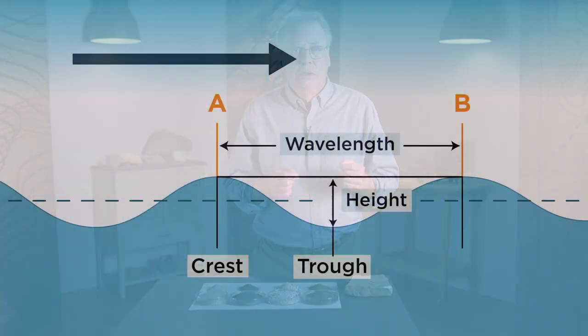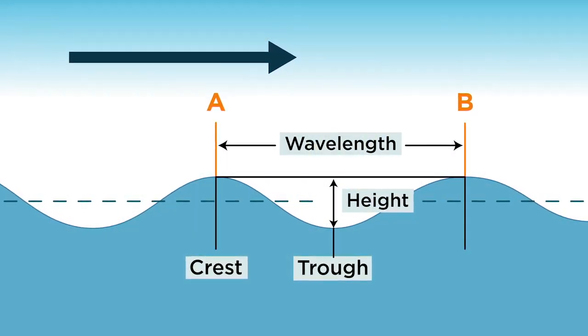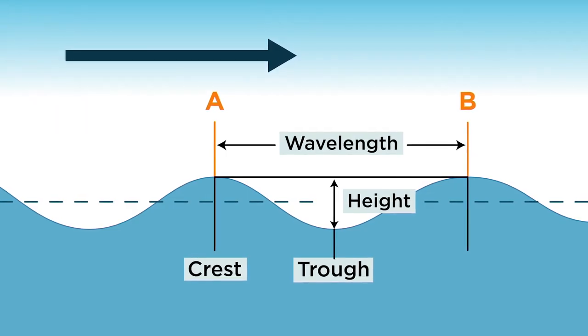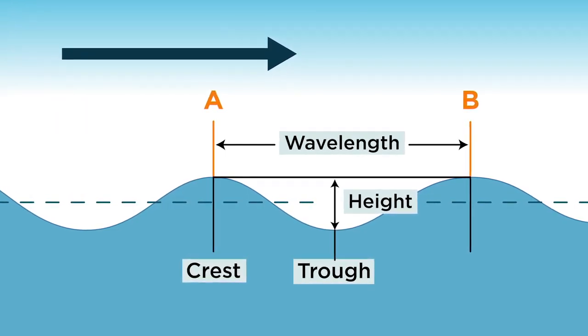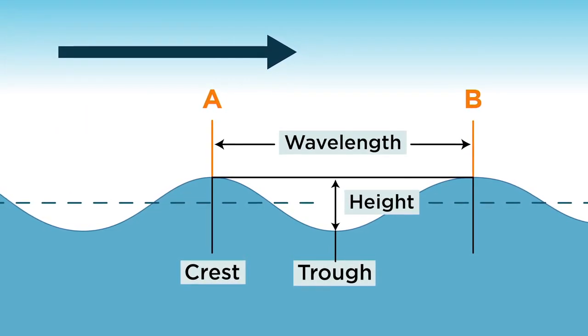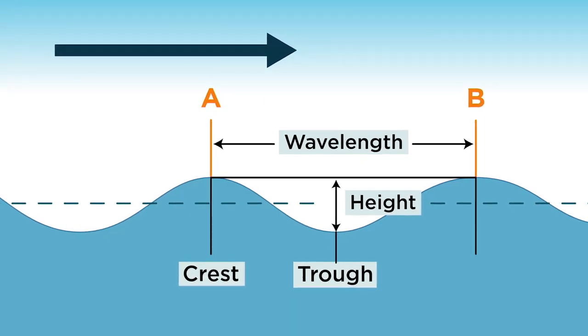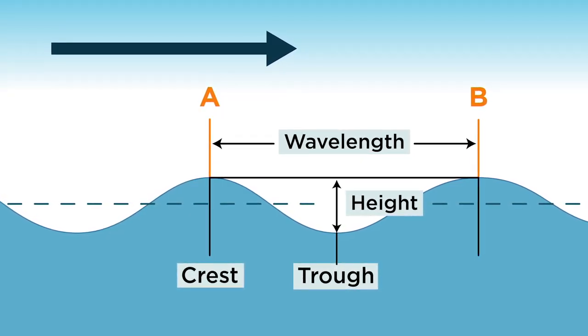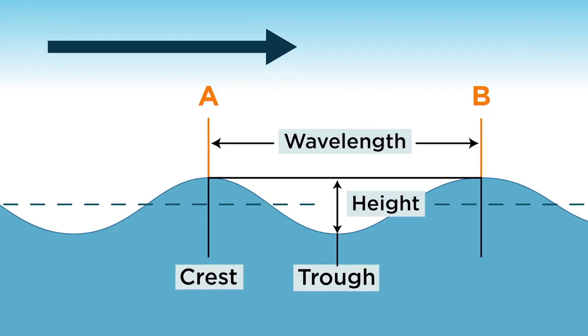Waves are described by their height and wavelength. Wave height is the distance between the trough and the crest. Wave length is the distance from the crest to the crest. The time it takes for one wavelength to pass a given point is called the wave period.